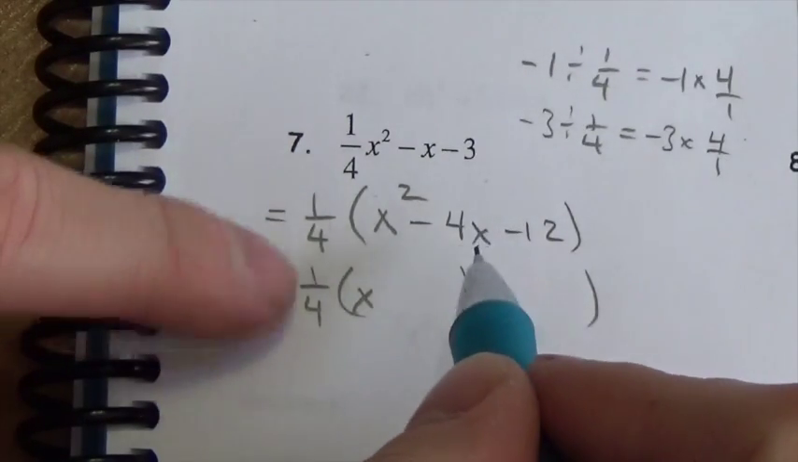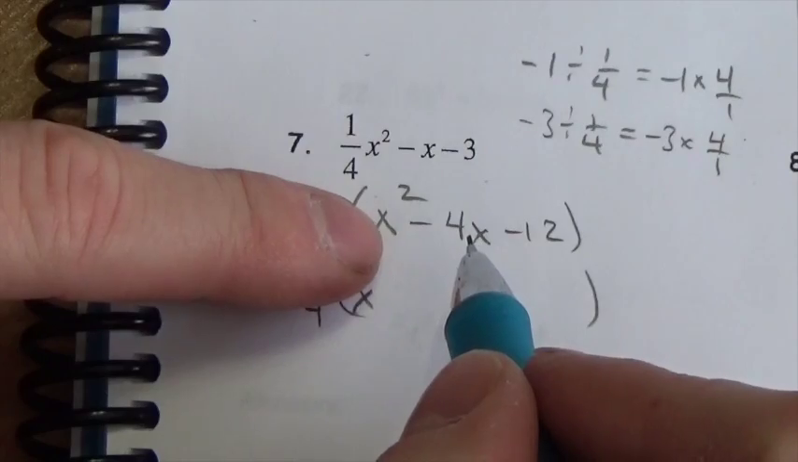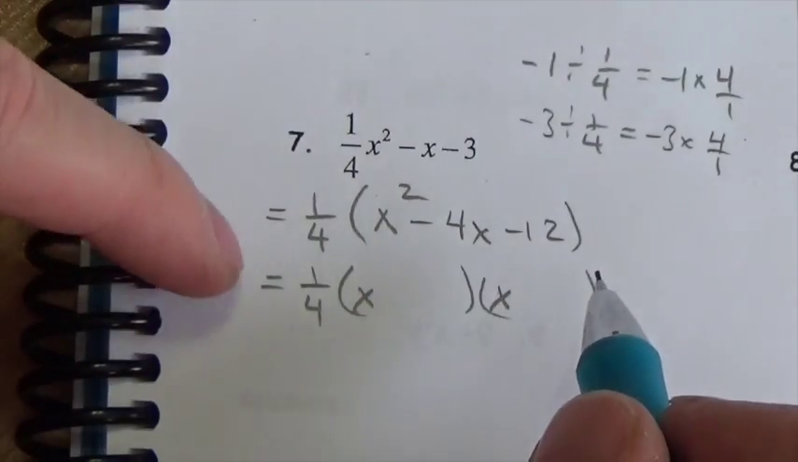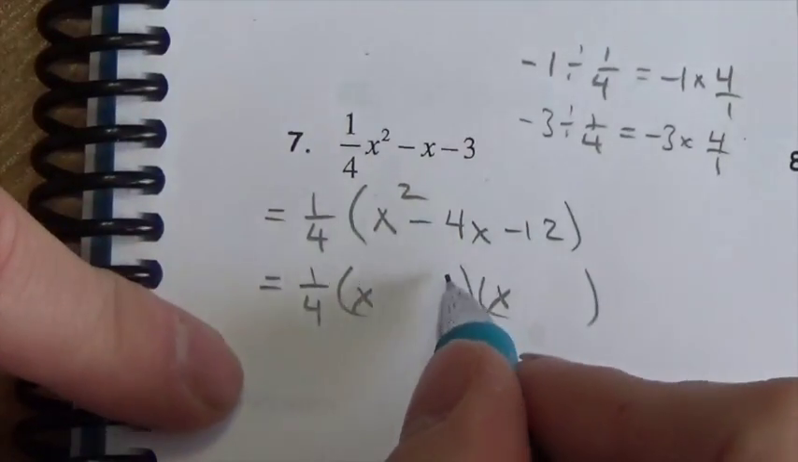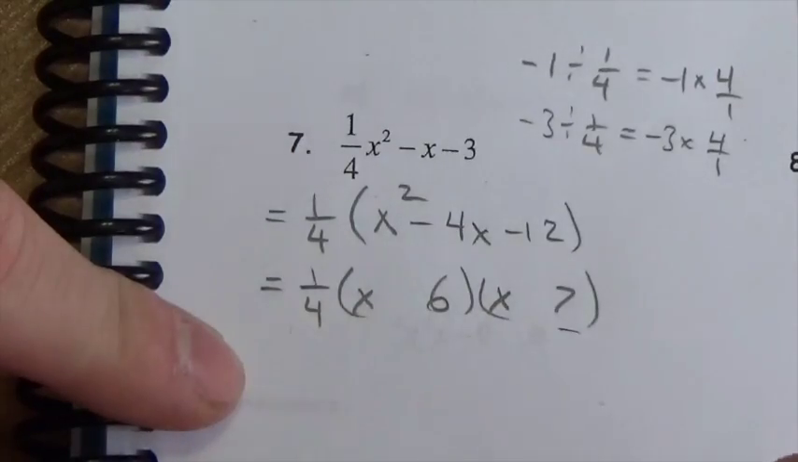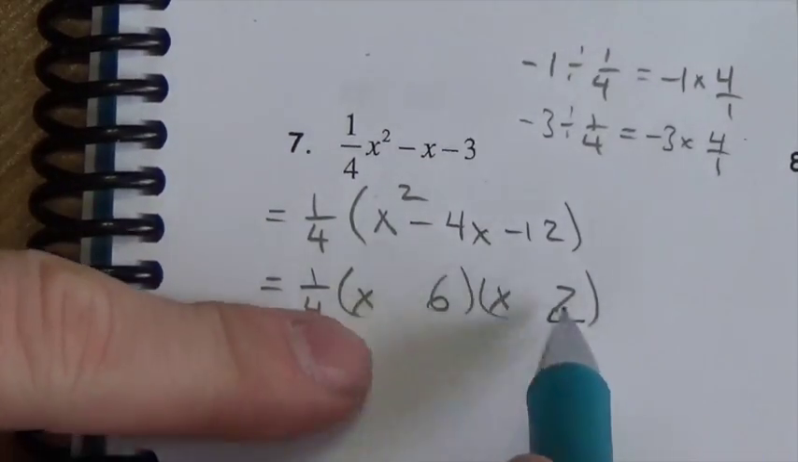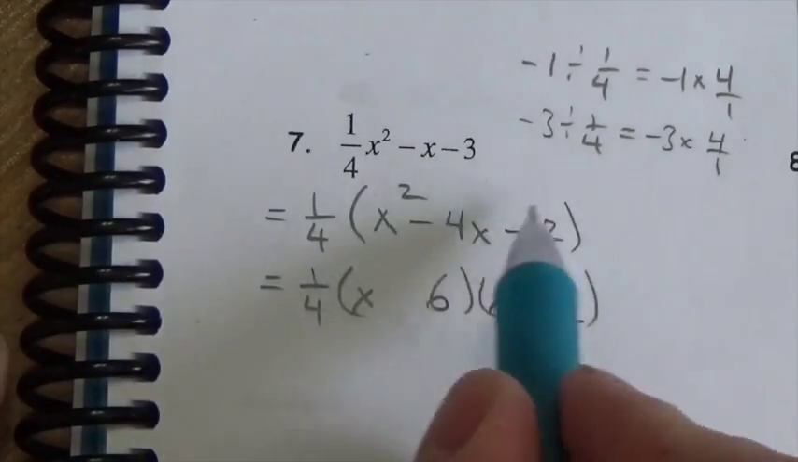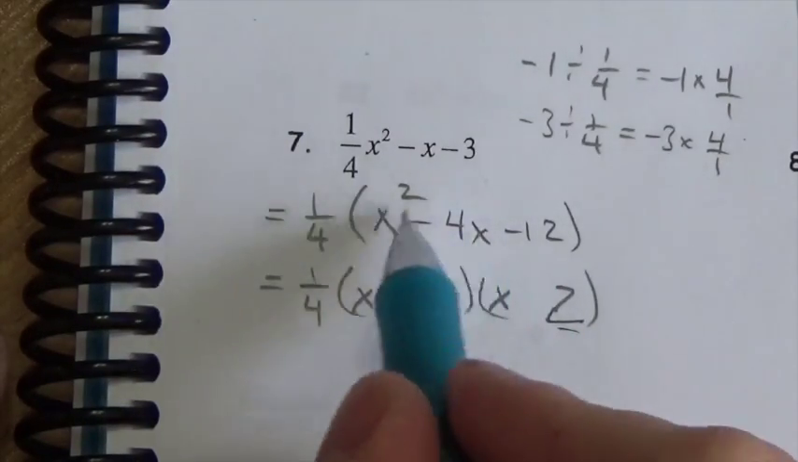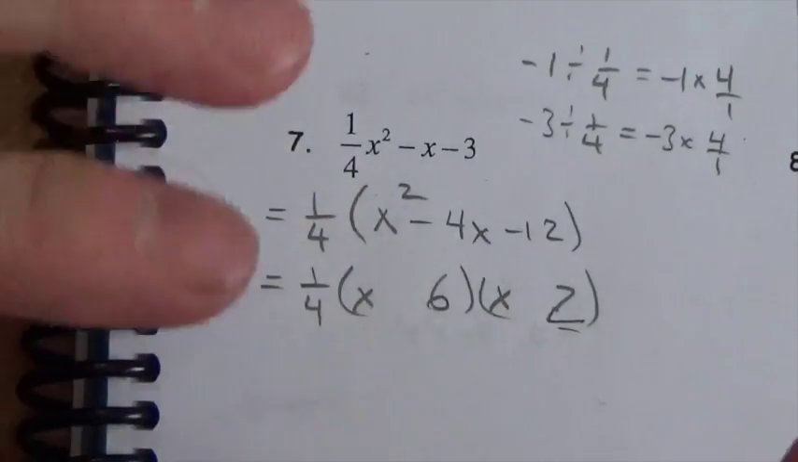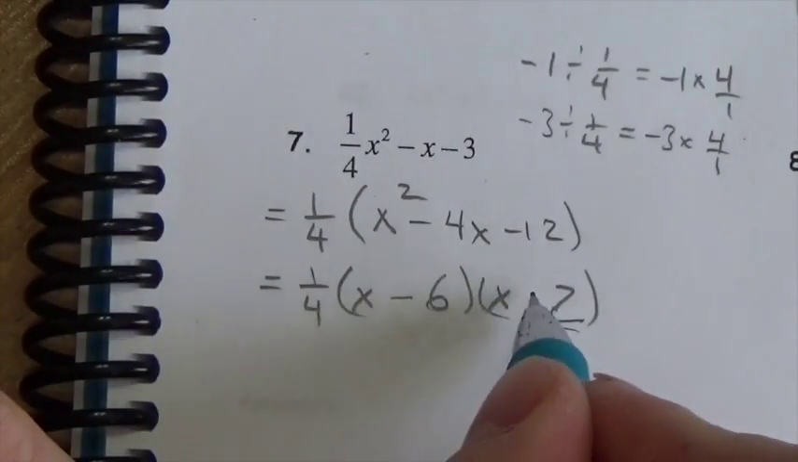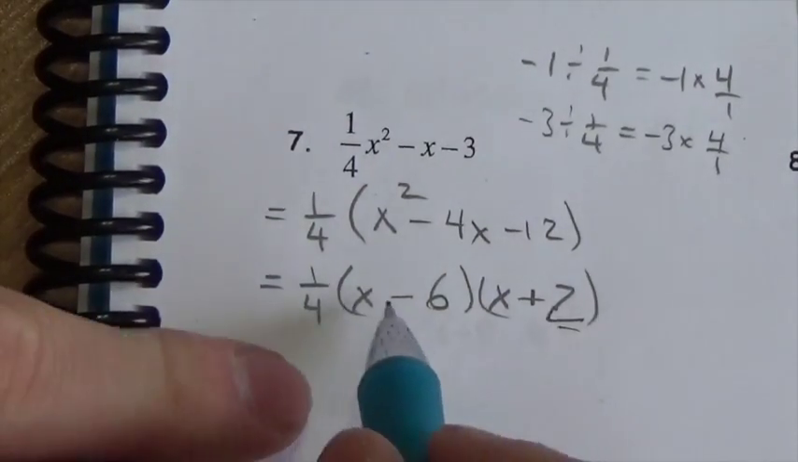3 and 4, when you add those together, are either going to get you a 1 or a negative 1, depending on where the negative is here. This has got to be 6 and 2. And like I said before, one of these has to be negative because of the negative 12 there. Because this term here is negative, it's the larger one. So it's got to be negative 6 and positive 2. Let's just double check that.